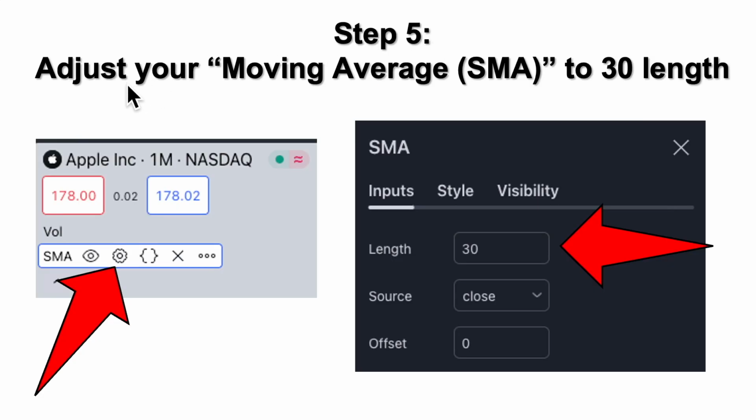Step 5, to adjust your moving average to 30 length. Leftmost corner, you'll see that you have volume and SMA. So SMA is the moving average symbol that you have just added. Click on the settings and in the input field for length, change it to 30 and click OK.